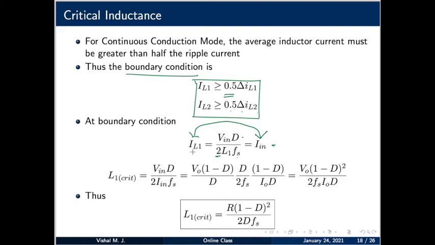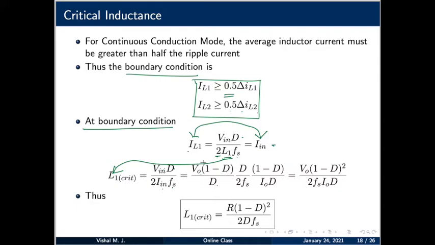So, we have written IL1 is equal to, this is the boundary condition. At the boundary condition, IL1 is equal to Vin d by 2 L1 Fs into Iin. If it is operating in the boundary condition, what is L1? It becomes L1 critical. Not just any value of L1, it is the critical value of the inductance L1, because this formula is valid at the boundary condition. So, L1 critical, take L1 outside, bring IL1 downside, it becomes Vin into d by 2 IL1 Fs or Iin Fs, because IL1 and Iin are same. Now, what is Vin? It is nothing but V0 into 1 minus d by d.